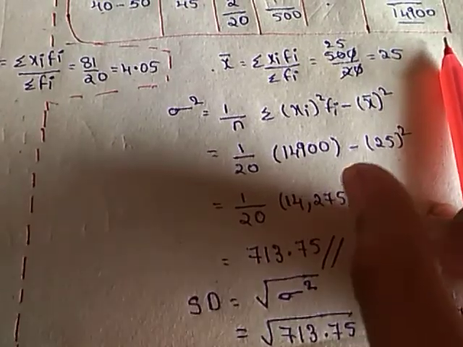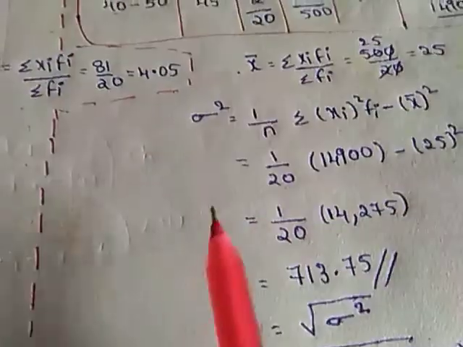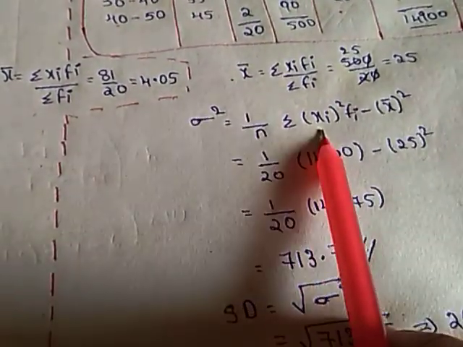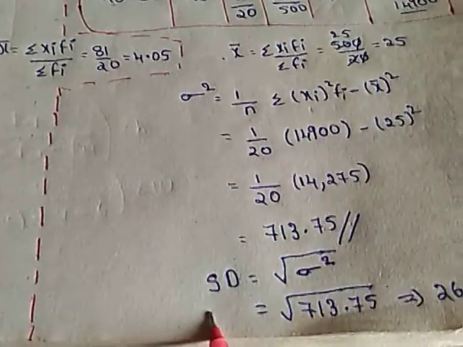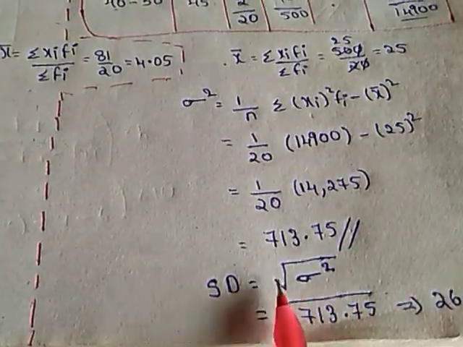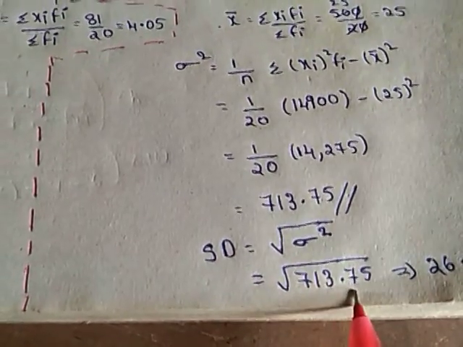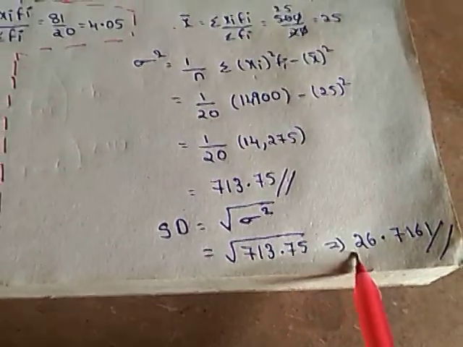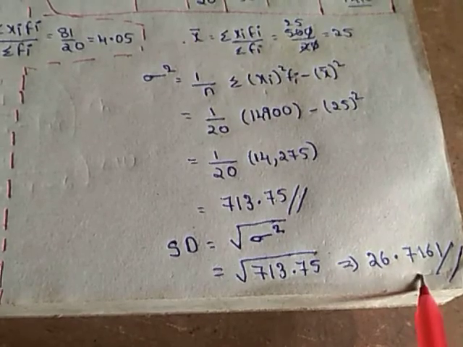So this is the answer for the variance. We denote variance as sigma square. This is the formula for variance. Okay, so SD means root over sigma square, meaning the variance answer should be under root. 713.75 under root, the answer we get is 26.7161. This is the standard deviation answer.